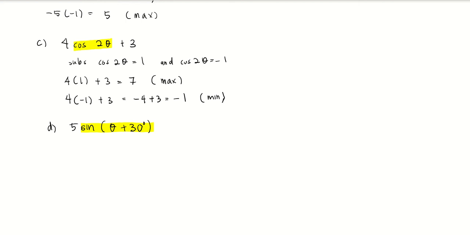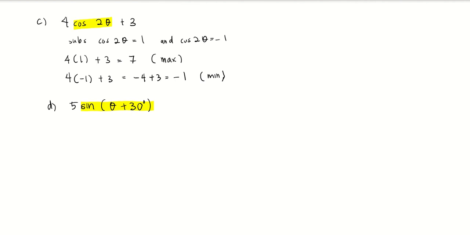Okay, so here we have to be careful. Okay, here cos 2 theta plus 3. Okay, this 3 is not included in the angle. Okay, so the 3 is separate. But for this one, sin theta plus 30, the plus 30 is inside the angle. So we take the whole sin theta plus 30. Okay, so sin theta plus 30 we're going to substitute by 1 and negative 1.